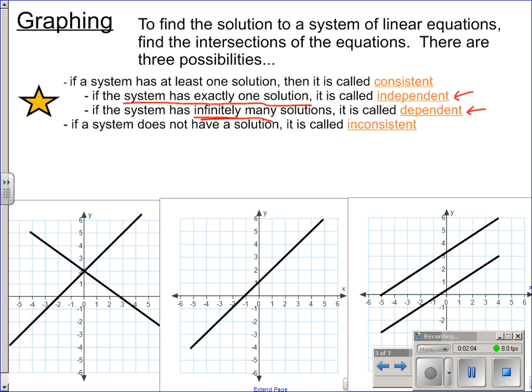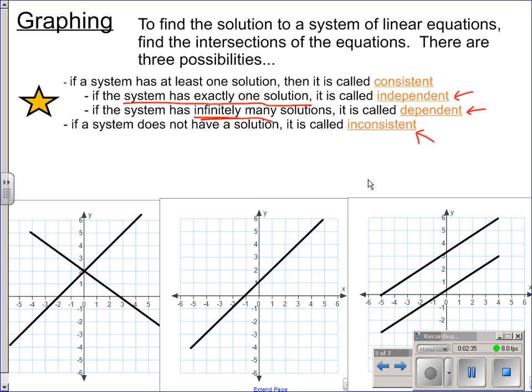All right, so a consistent system means there's an answer, at least one answer. Okay, independent, exactly one solution. Dependent, there's infinitely many solutions. And I'll talk about what that means in a minute. If there are no solutions, that is this last term, inconsistent. There's just no answers to it. There's no x and y values that work in both equations. Okay, so what do these terms mean? What are you looking for in the graphs for these terms?